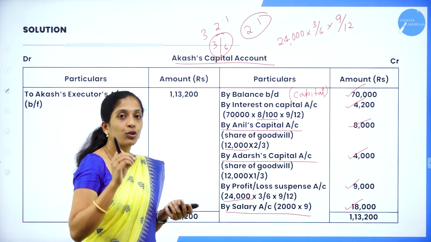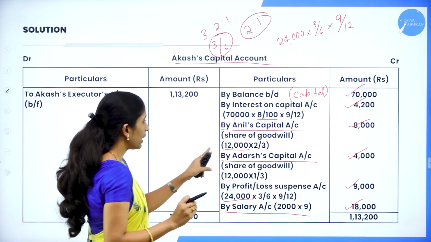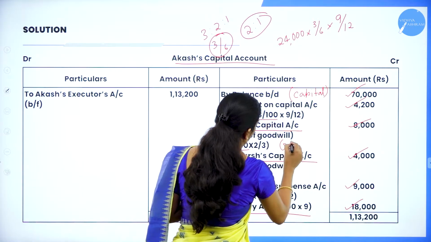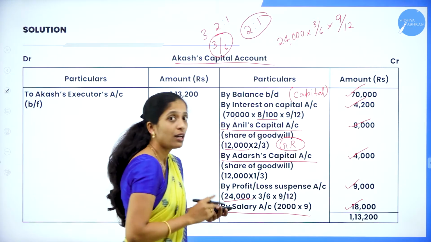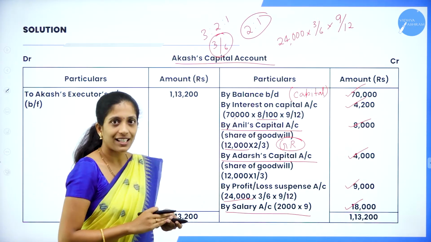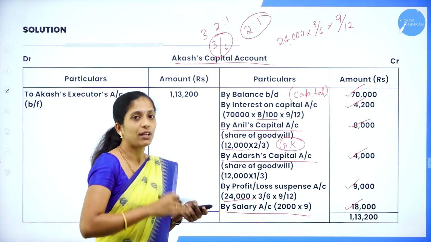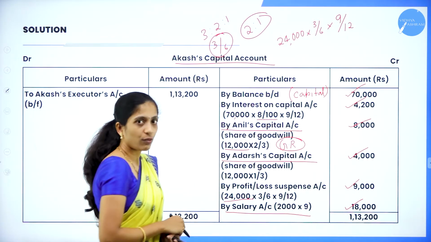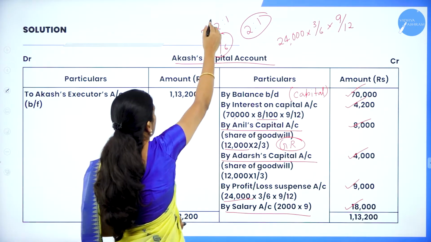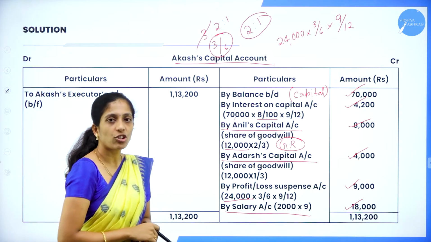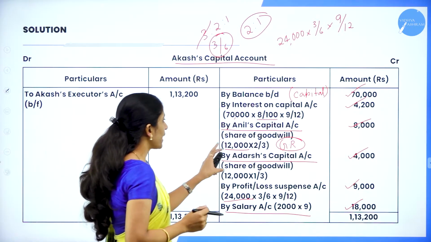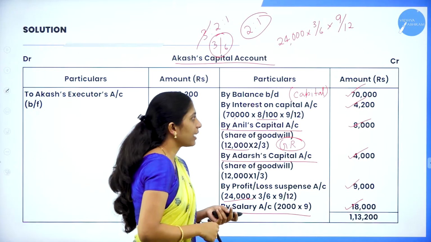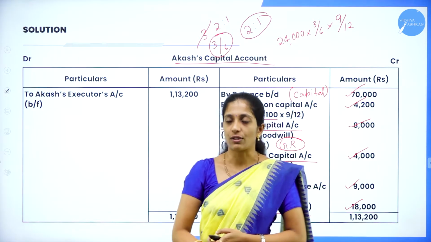They have given the goodwill of Akash 12,000. Now, this 12,000 has to be distributed in gain ratio. So, we need to find the gain ratio. If we take the deceased partner's share, the remaining share will be the gain ratio. So, here 3:2:1 was the ratio. Now, if we take out the deceased partner's share, the remaining share is 2:1. So, we are going to distribute this 12,000 in 2:1 ratio, where they will get 8,000 as well as 4,000.